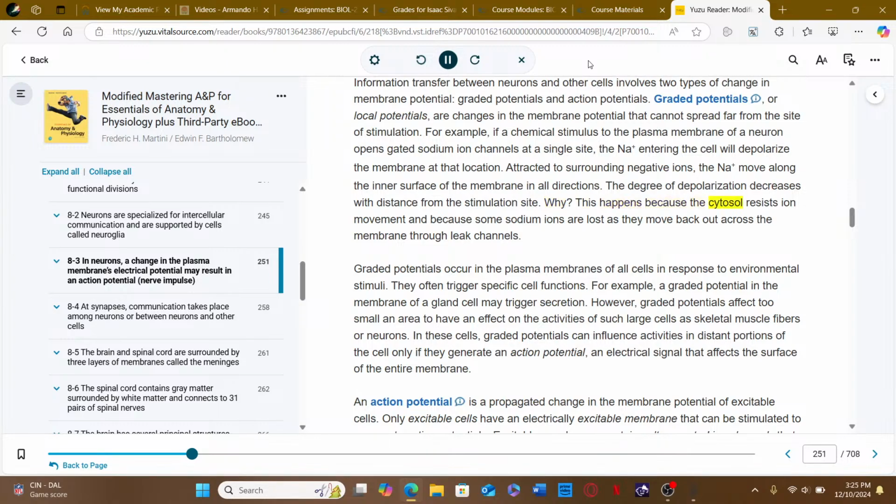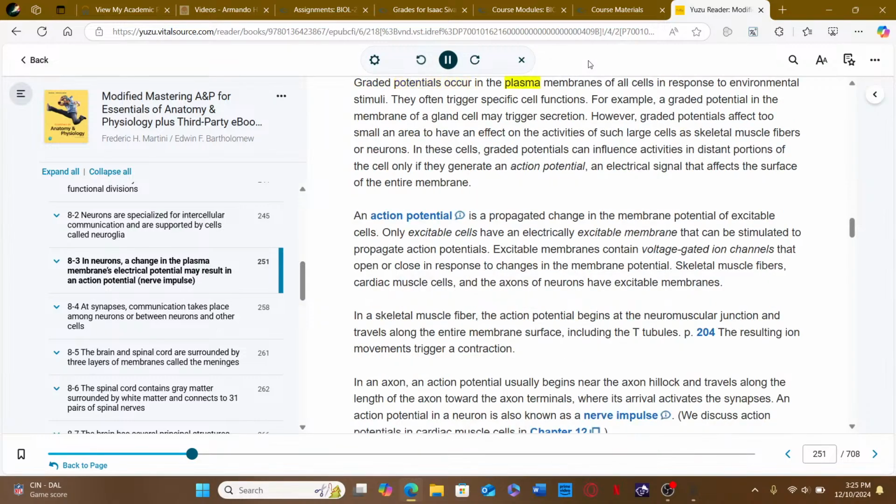This happens because the cytosol resists ion movement and because some sodium ions are lost as they move back out across the membrane through leak channels. Graded potentials occur in the plasma membranes of all cells in response to environmental stimuli. They often trigger specific cell functions. For example, a graded potential in the membrane of a gland cell may trigger secretion. However, graded potentials affect too small an area to have an effect on the activities of such large cells as skeletal muscle fibers or neurons.